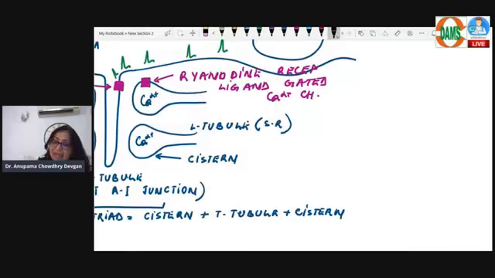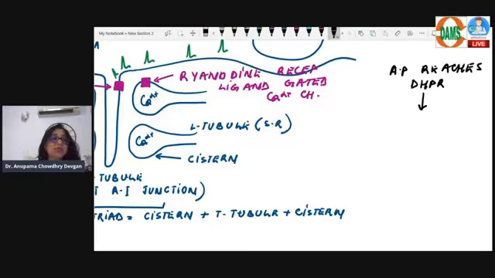Now, as soon as the action potential reaches the dihydropyridine receptor, right? What is the dihydropyridine receptor? It is a voltage sensor. If it is a voltage sensor, there is a conformational change.